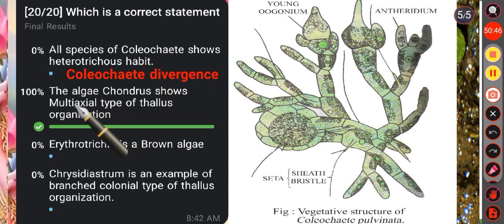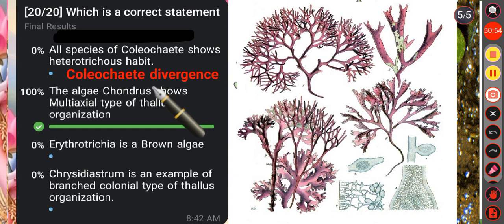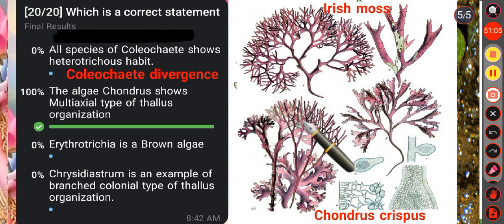Then option B, the alga Chondrus shows multiaxial type of thallus organization. It is a true statement. We know Chondrus crispus, also known as Irish moss, has a multiaxial type of thallus organization made up of thick-walled medullary filaments and radially arranged cortical cells. It is a primary source of carrageenan, which is used as thickener and stabilizer in food production, right? So option B is the correct answer.